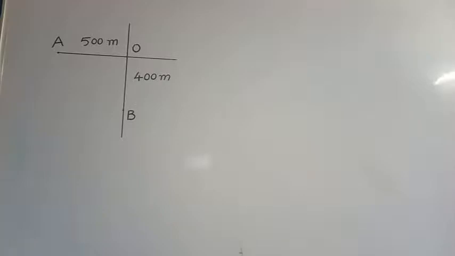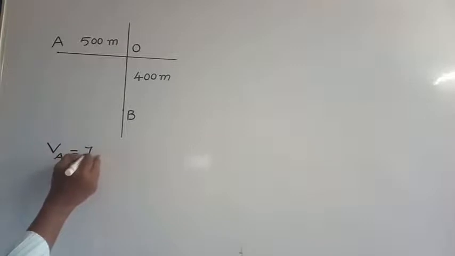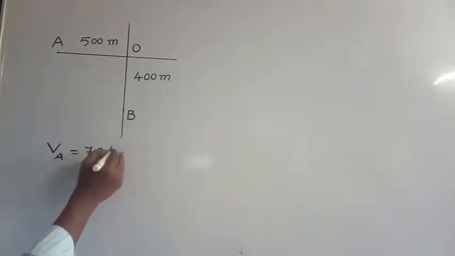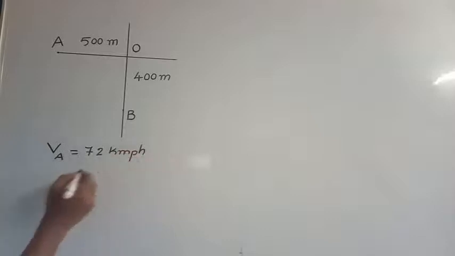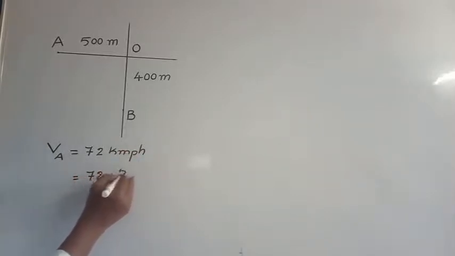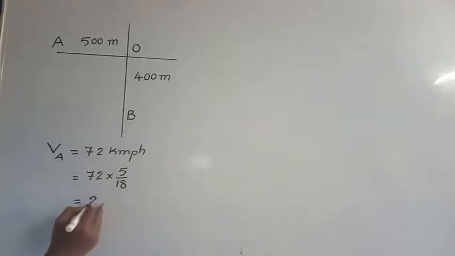Car A is moving with a velocity of 72 km per hour. First we have to convert this kilometer per hour into meter per second. To convert to meter per second, we multiply by 5 by 18. Then we get 20 meter per second. That is, the velocity of car A is 20 meter per second.